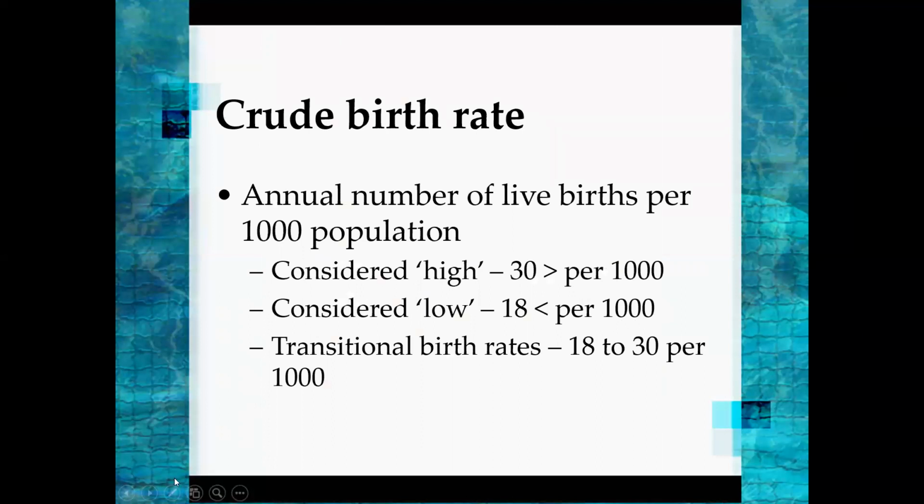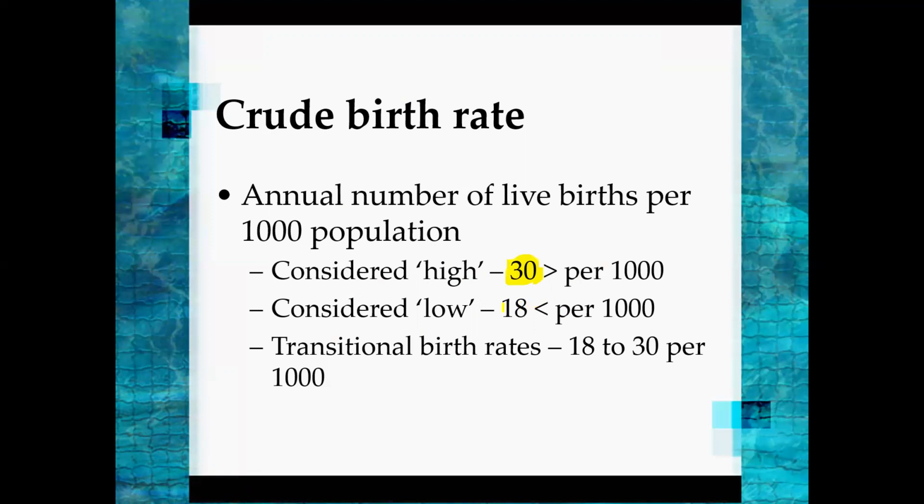When the birth rate per 1,000 is more than 30, that value indicates a higher birth rate.